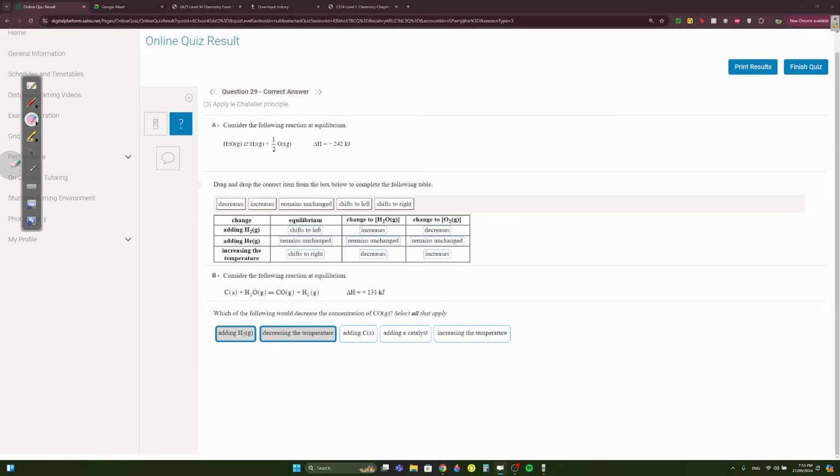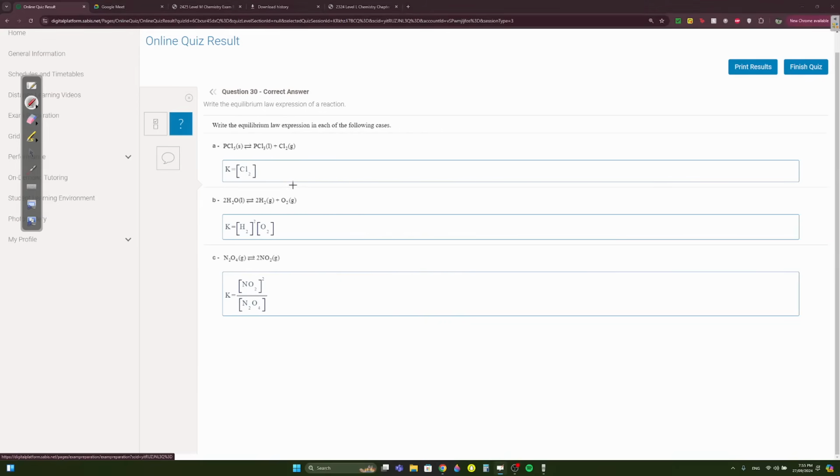Okay, last question. It's almost 50 minutes of recording, I think. Equilibrium, this is very easy. The equilibrium law is the concentration of products divided by the concentration of reactants. It's only applicable for aqueous and gases. Solids, we don't count. Liquids, we don't count.